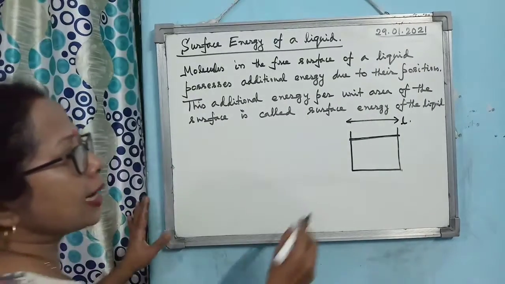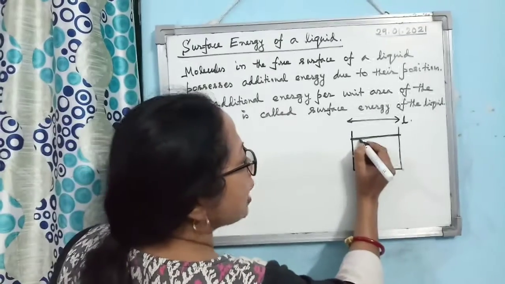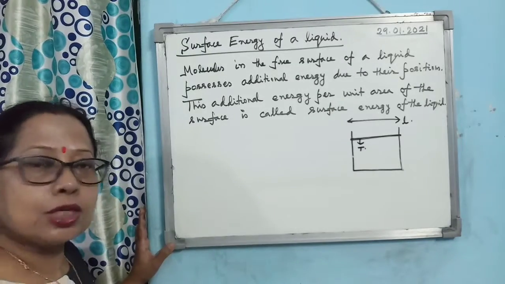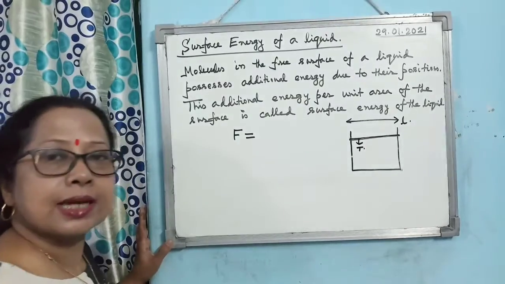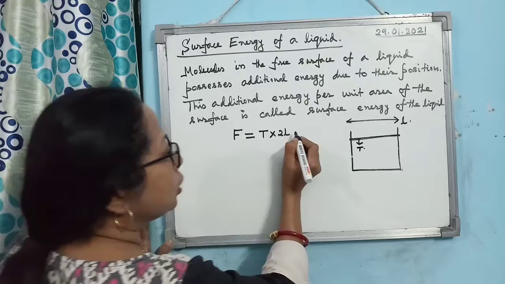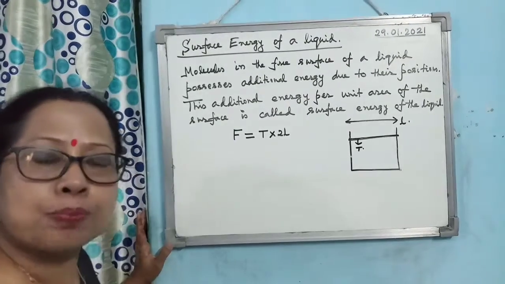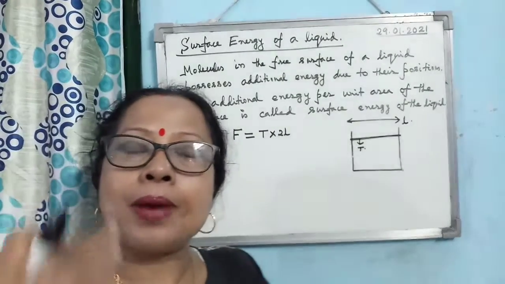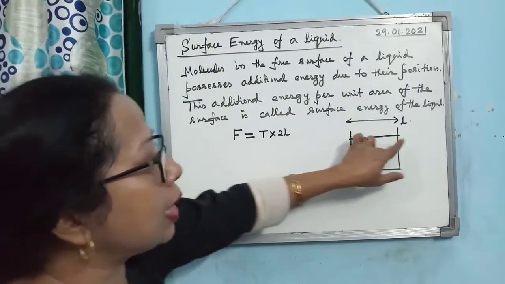So, if you consider the surface tension T, then you know surface tension acts tangential to the free surface. So, what is the total force acting on the free surface? It is surface tension multiplied by total length. Yes or not? Why? Because surface tension is the force per unit length. So, force per unit length multiplied by the total length will give you the total force acting on the free surface.